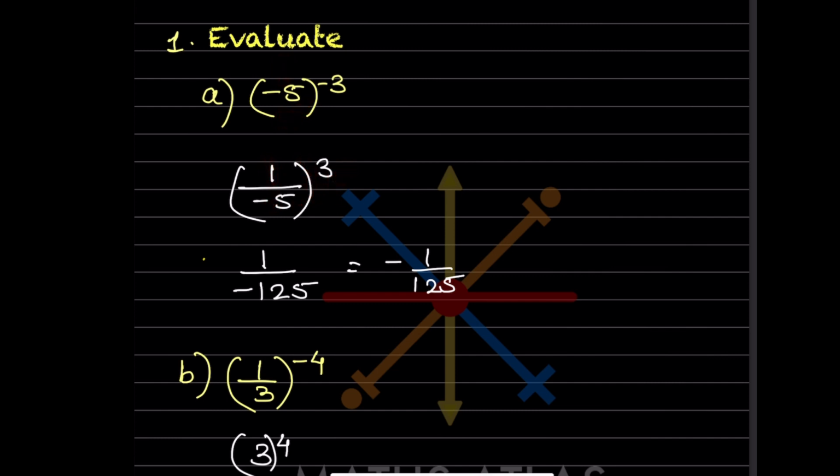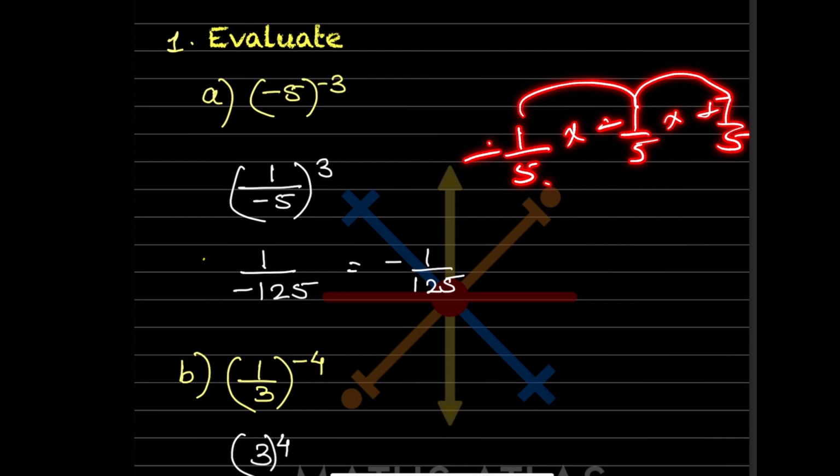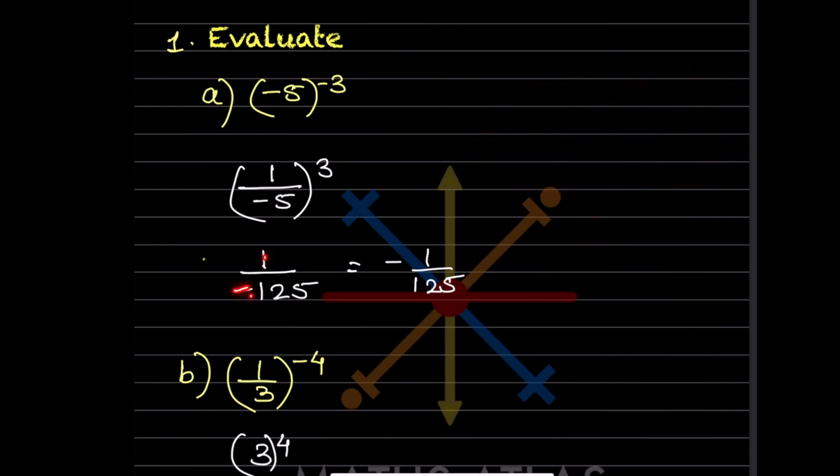So the exponent is repeated multiplication. Minus 1 by 5 into minus 1 by 5 into minus 1 by 5. So this will be 1 and this will be 125, because 5 fives are 25 and 25 fives are 125. Now you can see there are 3 negative signs. Whenever there is an odd number of negative signs, the result is going to be negative. So it is minus 1 by 125, because plus divided by minus is minus, or even if we write minus divided by plus, that also is minus.